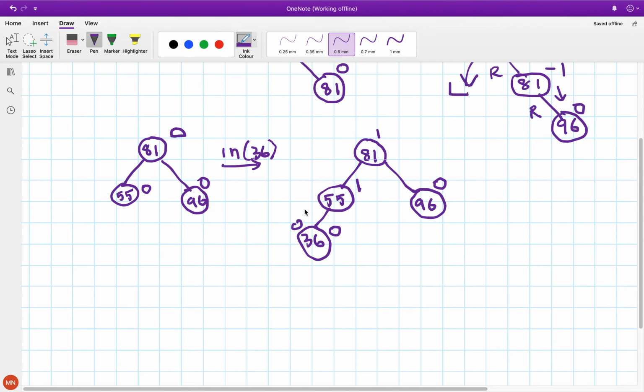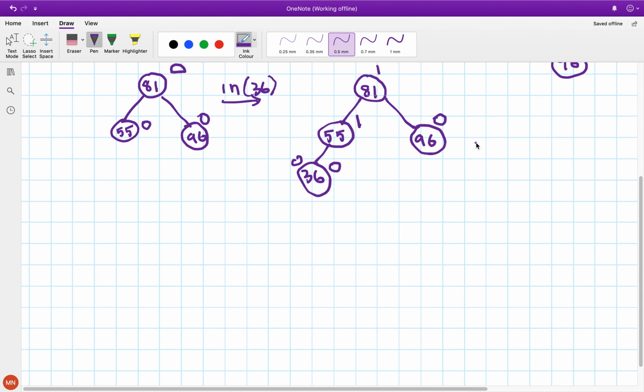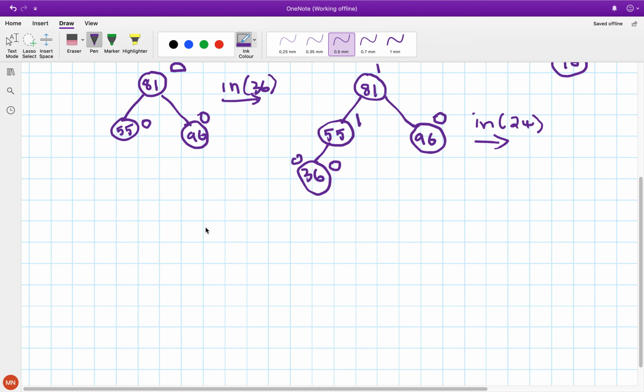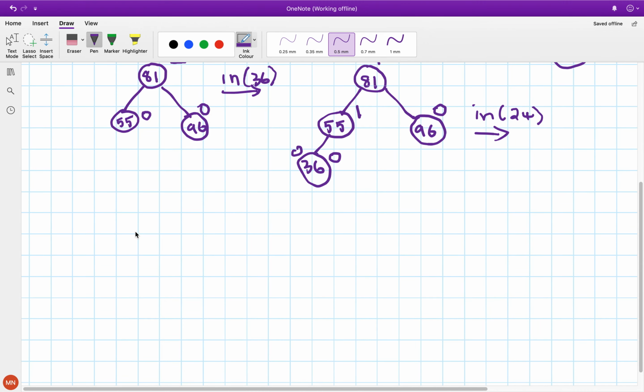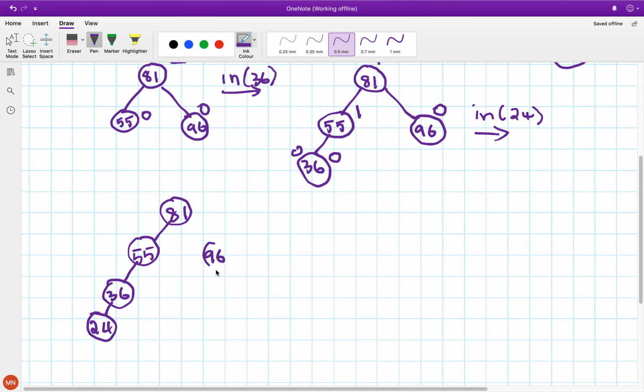So if you insert the number 24, so I'm writing it here. The 24 will be on the left side of 81, so I'm writing it here. So I have 81 first, then I have 55, then I have 36, then I'm inserting the new number, that is 24.